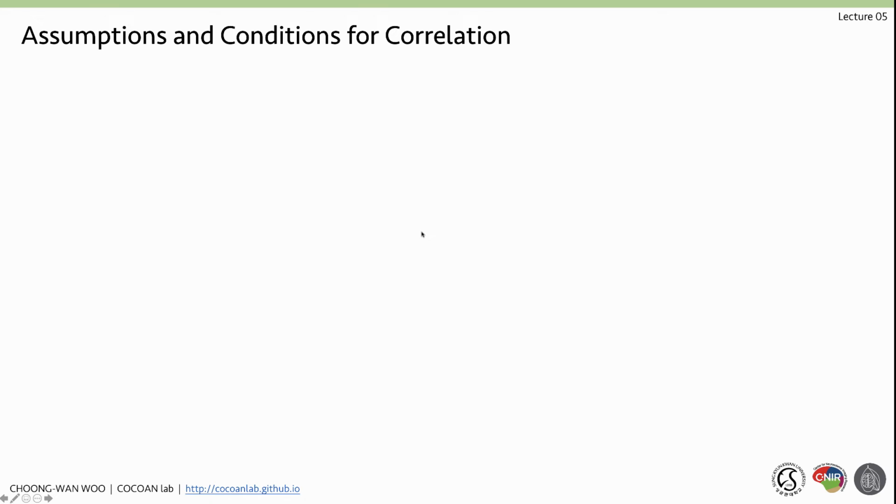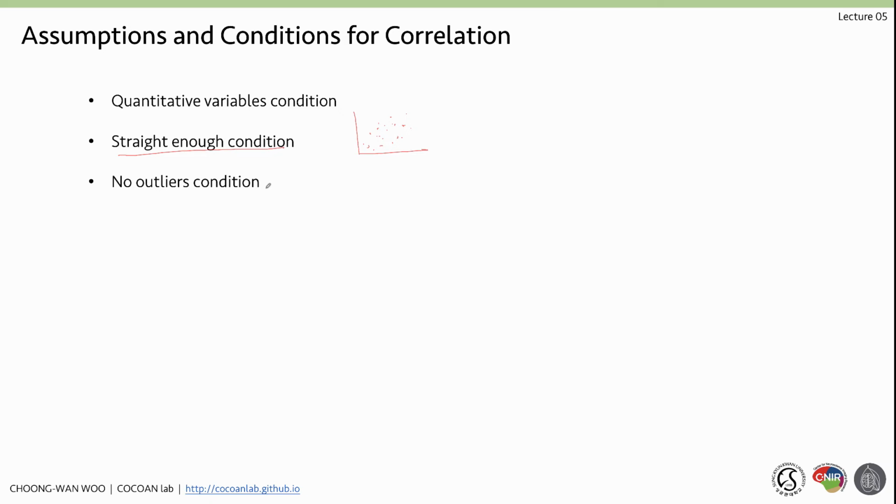There are assumptions and conditions for correlation. The first one is the quantitative variables condition. So the values should be quantitative variables. And the straight enough condition: when we look at the dots, it should be straight enough. Then we can use the correlation. And there should be no outliers, because outliers can distort the correlation dramatically.